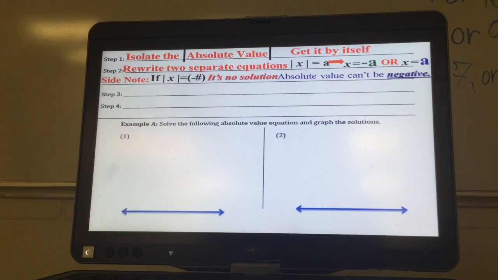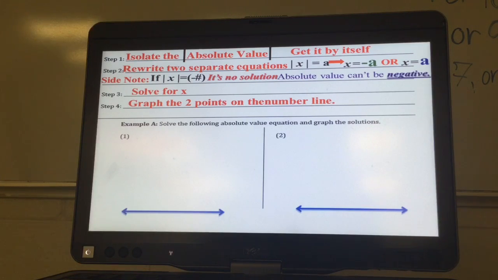Now step 3, you need to solve for x, and you already know how to do that from unit 1. And then step 4 is to graph the 2 points on the number line. If you need to press pause to write all this down, go for it. Otherwise, I'm going to go ahead and start doing number 1.